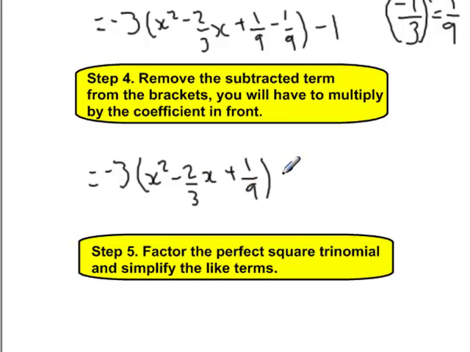And then a negative times a negative will make a positive 3/9 minus 1.